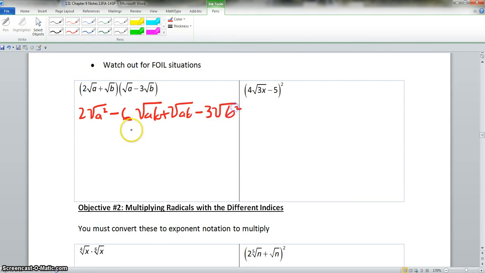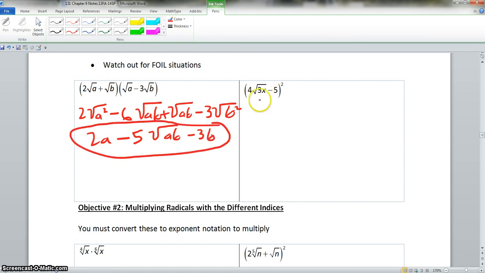So this will give us 2a, negative 6 square root of ab plus the square root of ab will give us a negative 5 square root ab. And negative 3 times the square root of b squared will give us a negative 3b. And we're done. There's nothing more we could do with that problem.